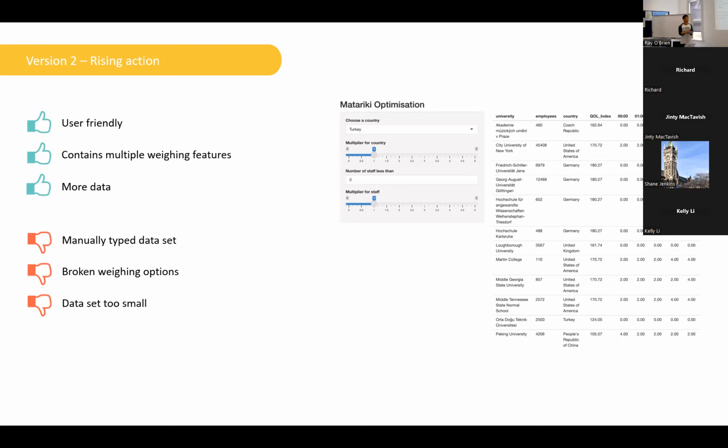There's also another problem, which is that you can't weigh multipliers at the same time, meaning you can't weigh country and staff number simultaneously.